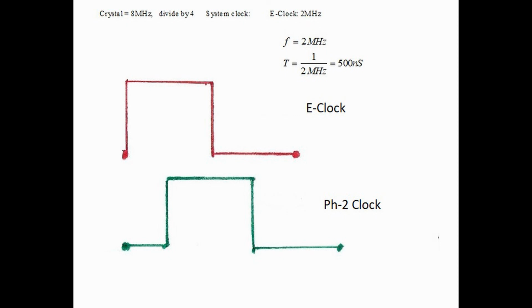There are actually two clocks that are running at the same time executing opcode, the E clock and the phase 2 clock. The E clock you can see on an oscilloscope, but the phase 2 clock you cannot.